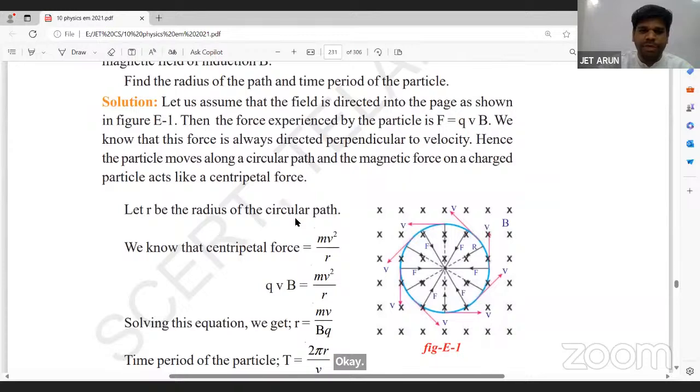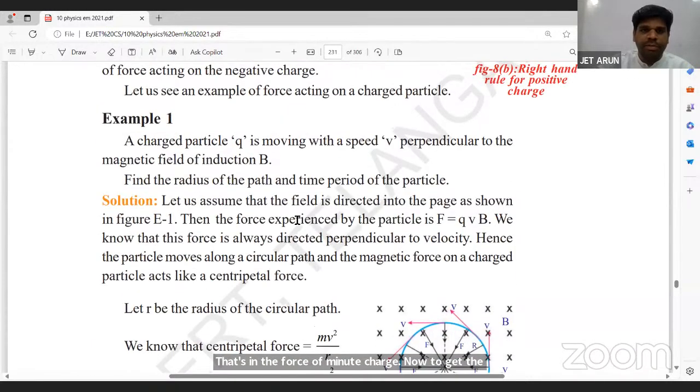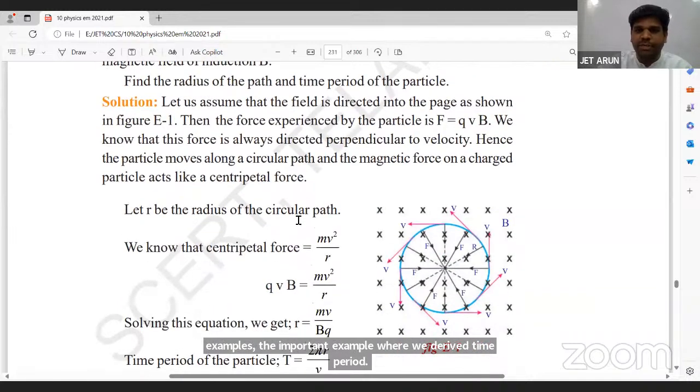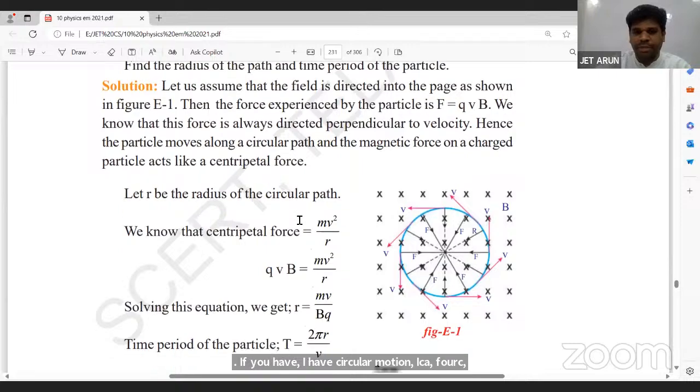Now look at the example, students. It's an important example where we derive the time period. Please go through this example. Here we relate circular motion and force. Centripetal force is equal to mass times centripetal acceleration. F is equal to ma.